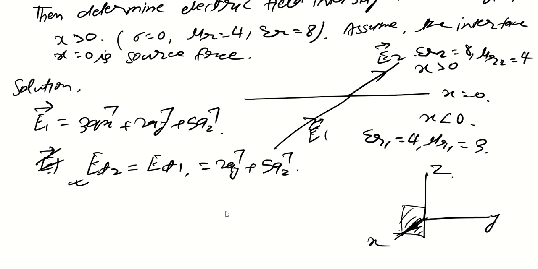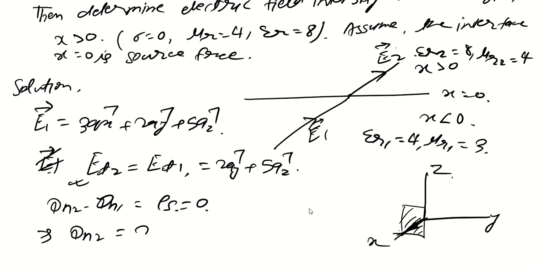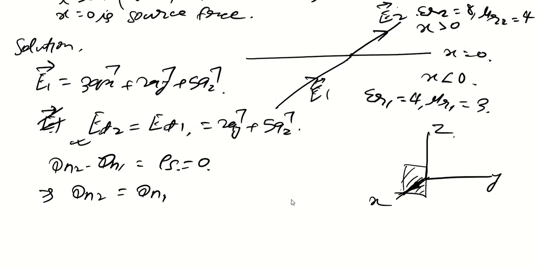Similarly, since the surface is charge free, that is source free, so what will become? Dn2 minus Dn1 is equal to rho s, we know, but rho s is going to be 0 because there is no source. So basically we are going to get the normal component of D will be equal in both the medium. Alright, so from here we can write down epsilon r2 into Dn2 will be equal to epsilon r1 into Dn1. Sorry, En2 and En1.